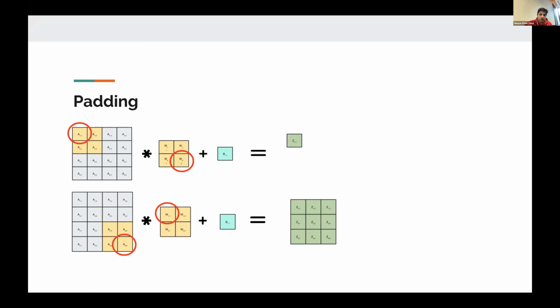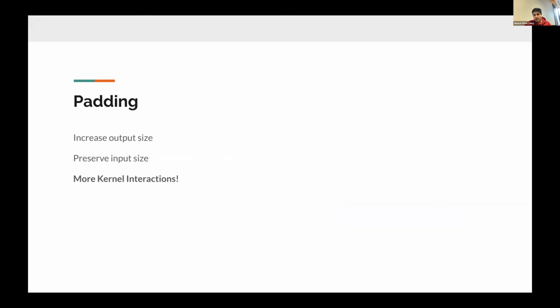And the same thing goes for the whole top row never interacting with the bottom row of my weight matrix, the whole bottom row never interacting with the top row, and so on and so forth. And this is kind of sad. We are letting go of some possible kernel interactions. How does padding fix this?